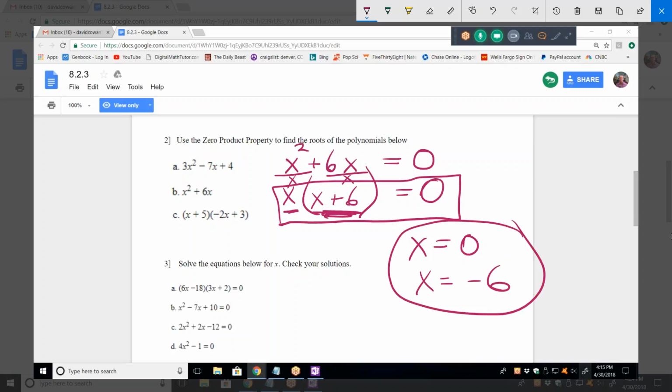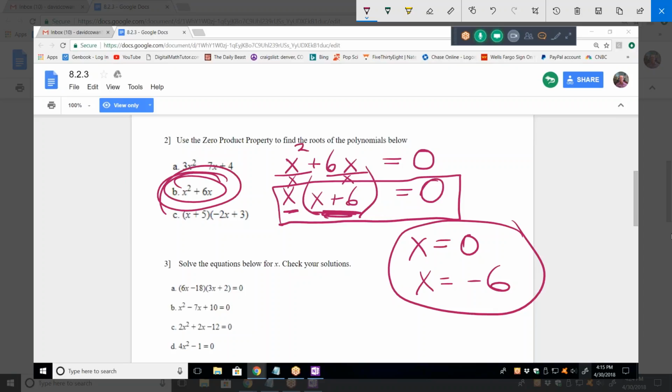If you plug those back in and see if they work, they both do. In other words, if I plug in x of 0, that whole thing is 0. And if I plug in x of -6, that whole thing is 0. And it's always a good idea to check.